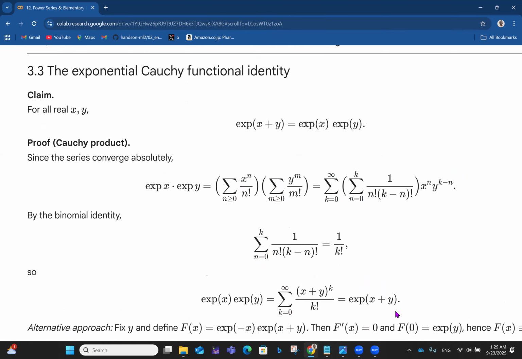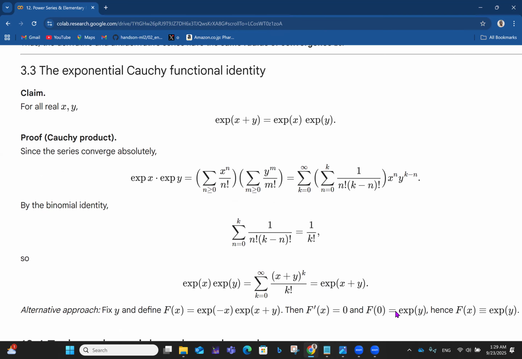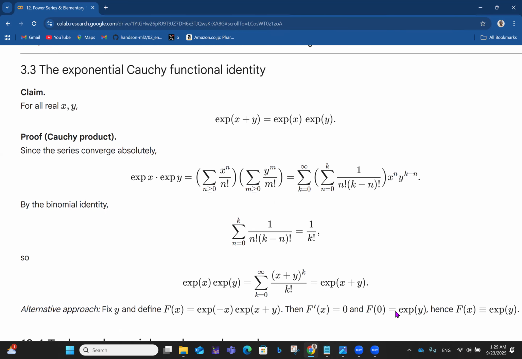Okay. So let's talk about the third one, the exponential Cauchy functional identity. The claim here is that for all real x, y, exp of x plus y is exp x multiplied by exp y. The proof is we use the Cauchy product, since the series converge absolutely. So we have exp x times exp y, the summation over n greater than or equal to 0 of x raised to n over n factorial, times the summation over m greater than or equal to 0 of y raised to m over m factorial.